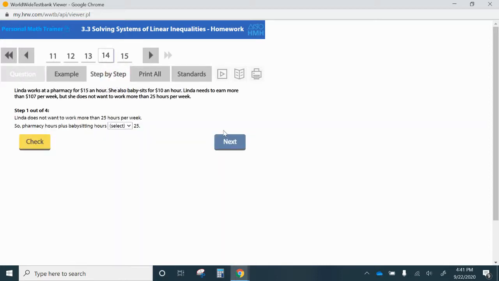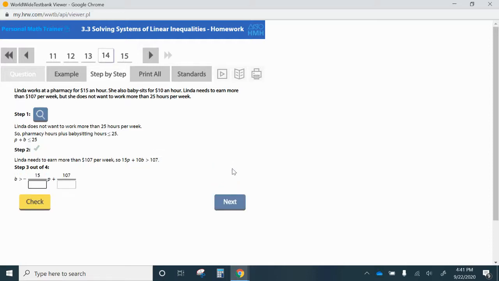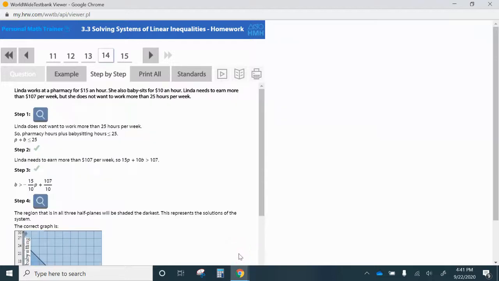So let's do step by step. Linda does not want to work more than 24 hours per week. So pharmacy hours plus babysitting hours should be less than 24. Oh, I'm sorry, less than or equal to, because she doesn't want to work more than 24, but she could work 24. Linda needs to earn more than $100 per week, so 15P plus 10B is greater than 100. So to solve, we're going to subtract 15P from both sides and divide by 10. And the correct graph is here.